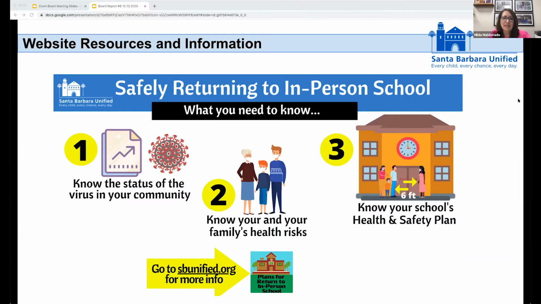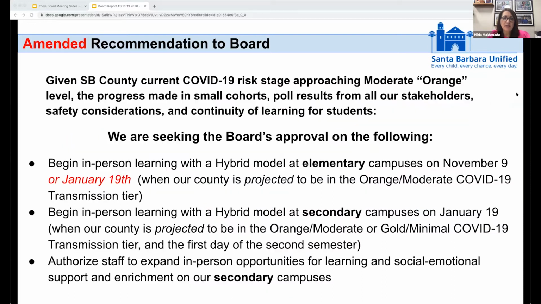Thank you, Executive Cabinet. Board members, I stated in my opening comments that I wanted to bring some additional information. As you can see, we have been doing a ton of outreach to our families. We learned from Susan Klein that our county rates are still in red. Given everything that I've been listening to in terms of our families, our teachers, our staff, I would like to amend my recommendation to include a second date for the board's consideration.